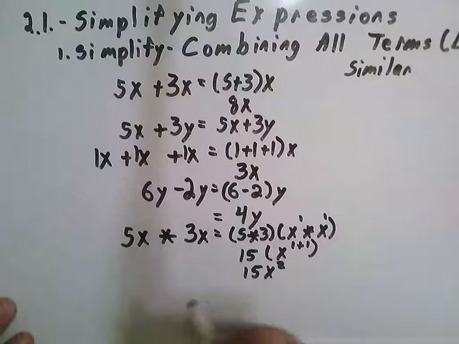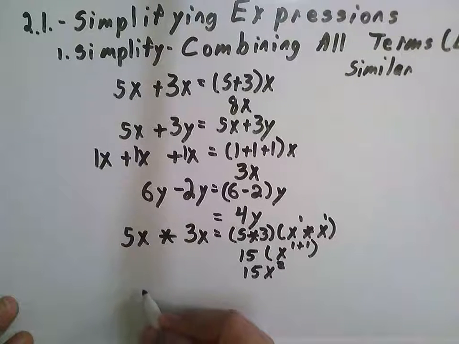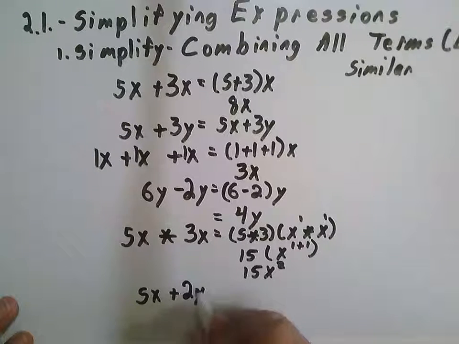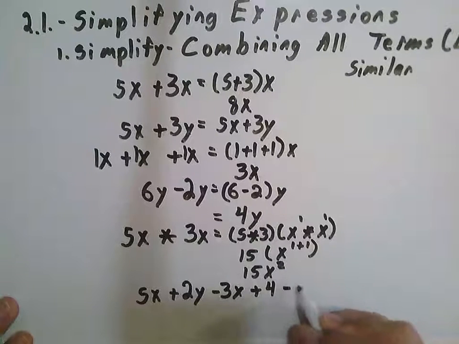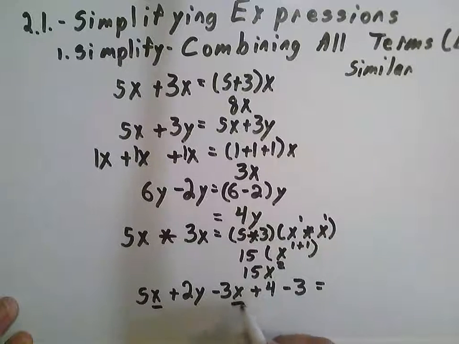Now, another example of that is going to be if I had 5x plus 2y minus 3x plus 4y minus 3. So the first thing we want to establish is how many different terms we have. I have an x and I have an x.